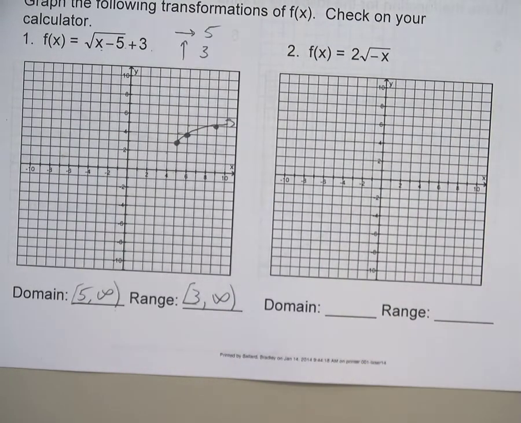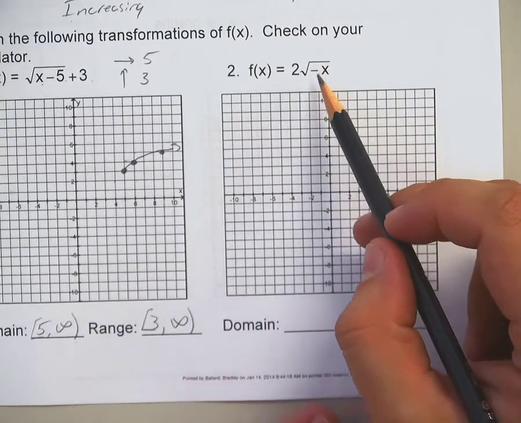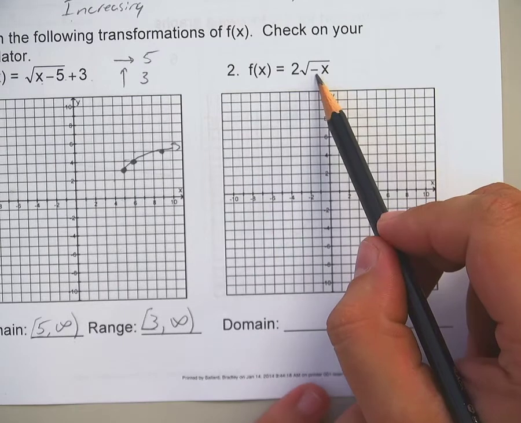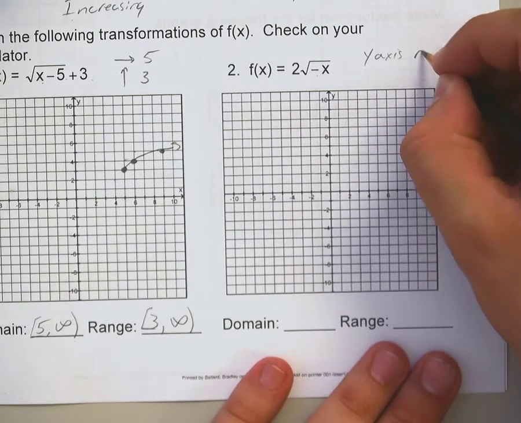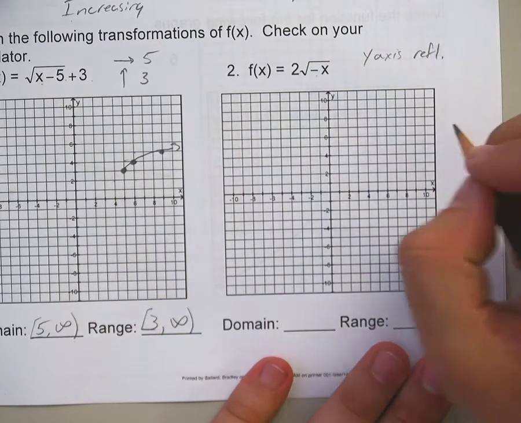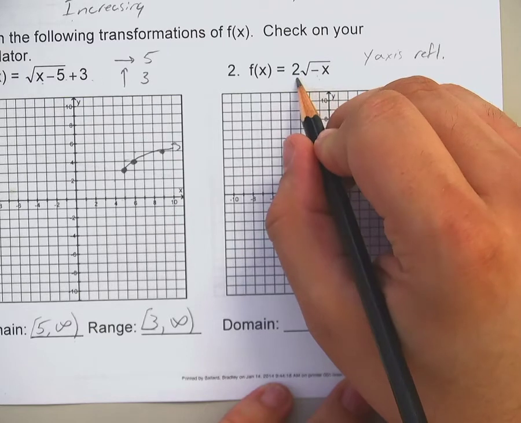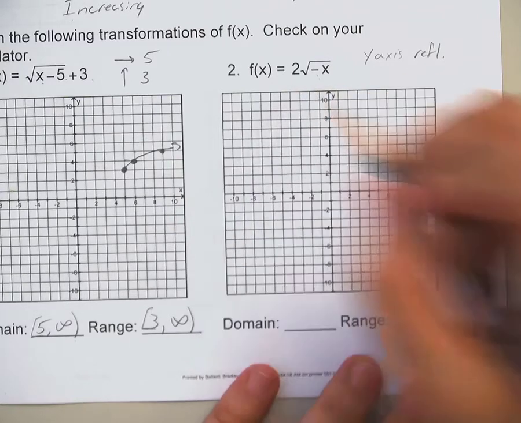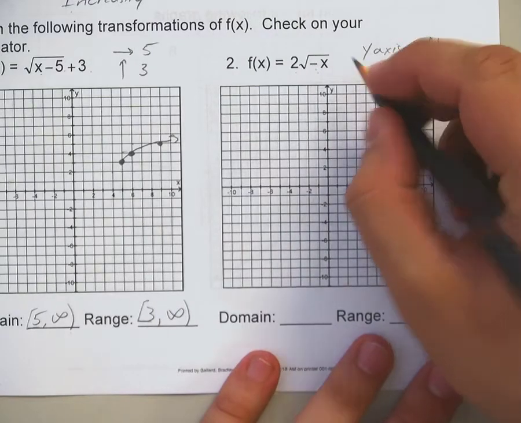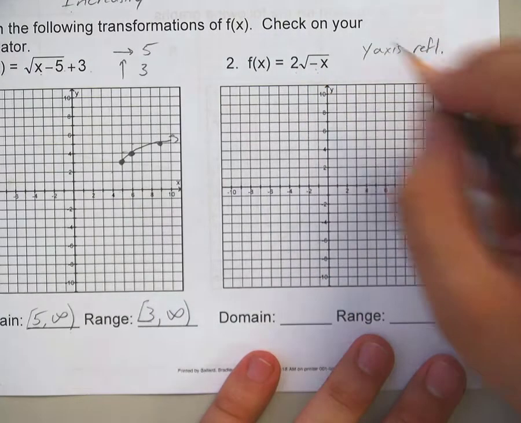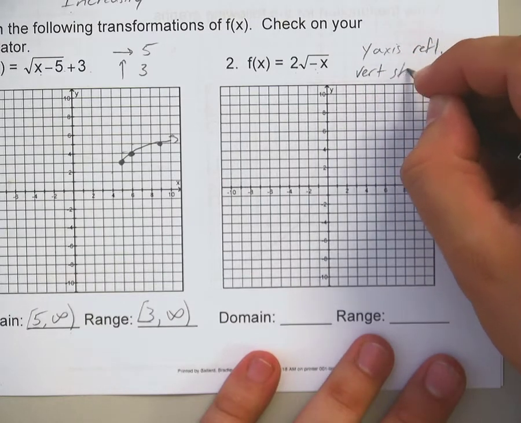Number 2. We've got the square root of negative x. So this negative right here, that tells me it's a y-axis reflection. That means it's going to make my x values negative. And then I know it's going to be multiplied by 2. So again, there's a couple of ways you can do this, but I know that this is multiplying my y's by 2. So it's going to be a vertical stretch by 2.